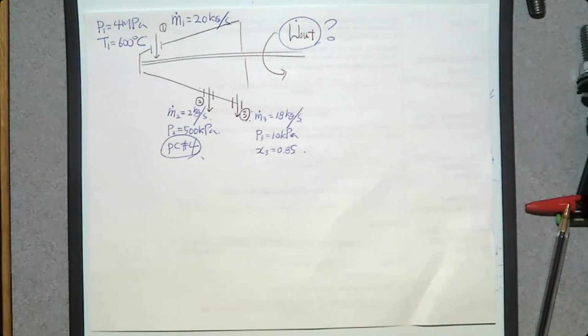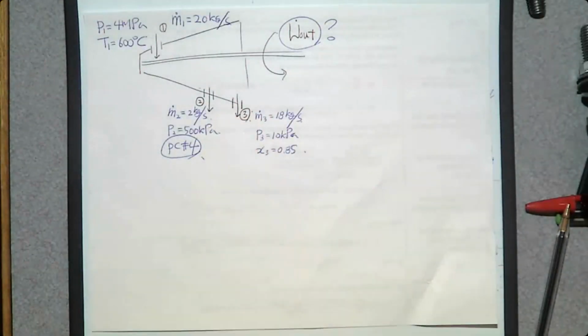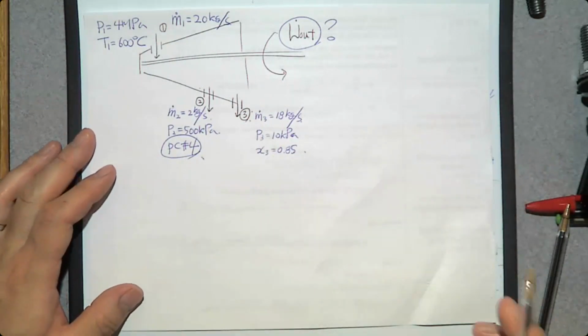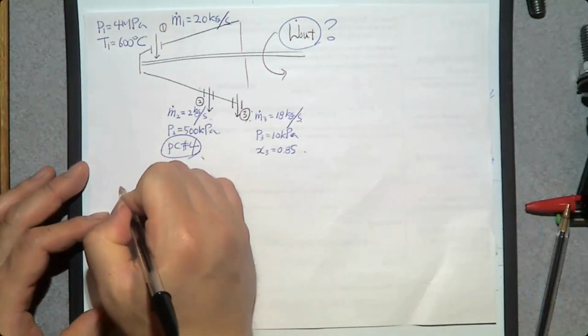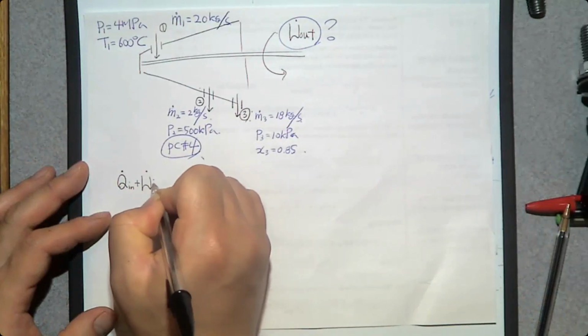Then what is the energy balance equation? Oh, we cannot use this simple energy balance equation anymore, because now we have 2 exits. So whenever you have this interesting device, always start with the general energy balance equation. What is the general energy balance equation? Q dot in plus W dot in.